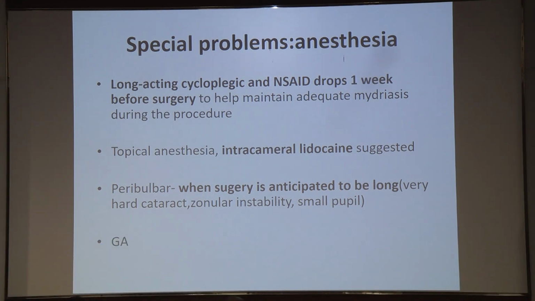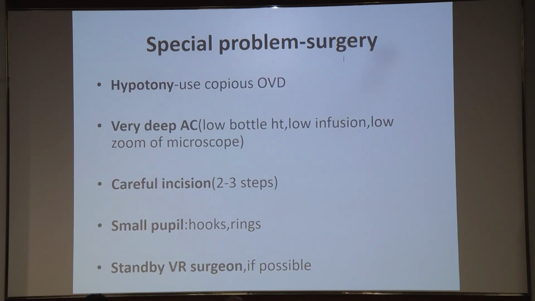And whenever you anticipate that the surgery will last longer, you give a peribulbar injection and sometimes GA also. So the problem in the surgery is that these patients have hypotony most of the time, so use copious OVD, very deep anterior chamber. So if you are using the gravity fed system, keep the bottle head low. But at the same time, you have to take into consideration that if you are keeping the bottle head low, use slow motion phaco, like low infusion, smaller lower parameters, and keep the microscope zoom a little low.